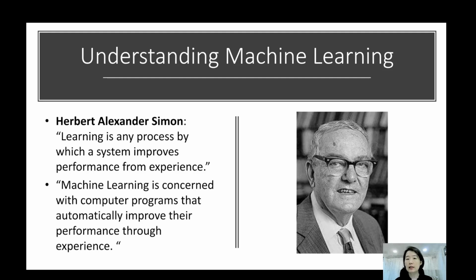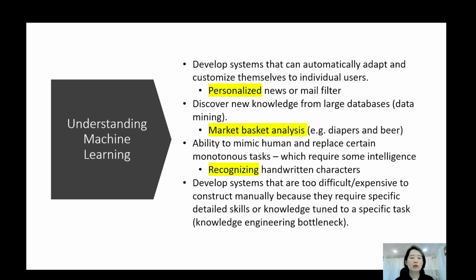First, let's understand what is machine learning. According to Herbert Alexander Simon, learning is any process by which a system improves performance from experience. So machine learning is concerned with computer programs that automatically improve their performance through experience. Machine learning is to develop systems that can automatically adapt and customize themselves to individual users' needs.